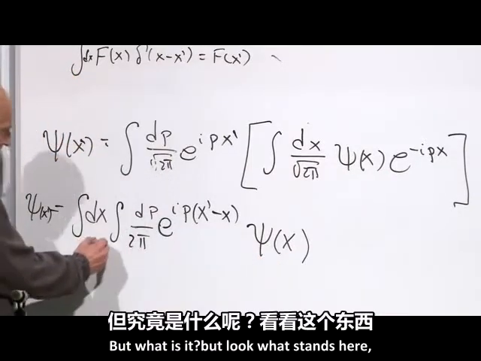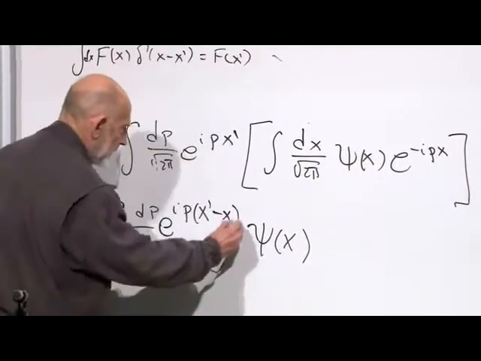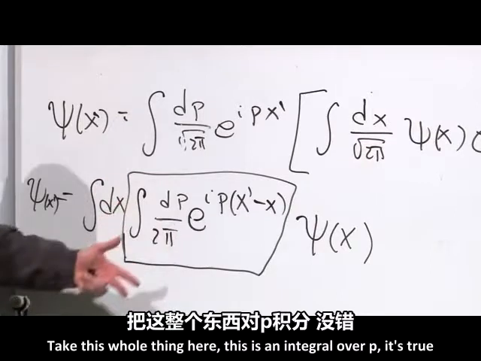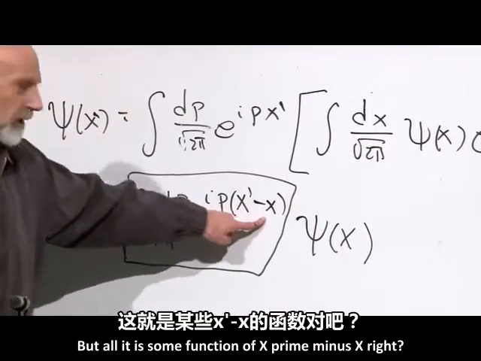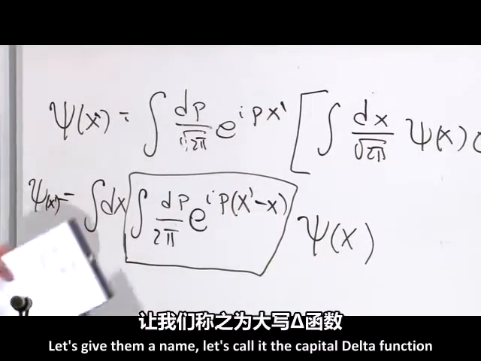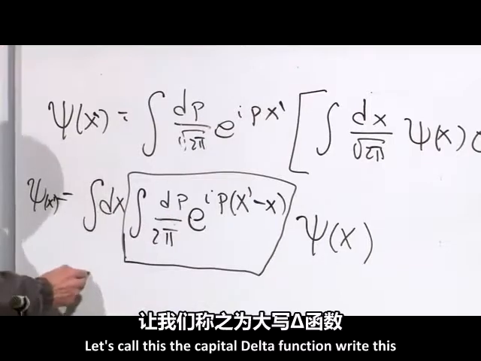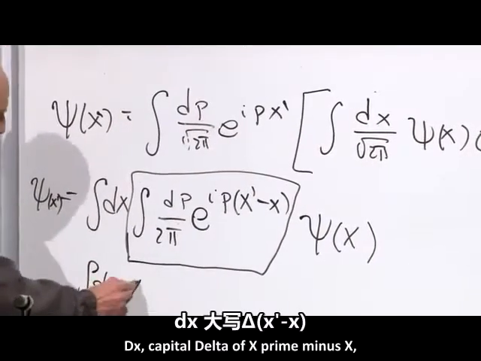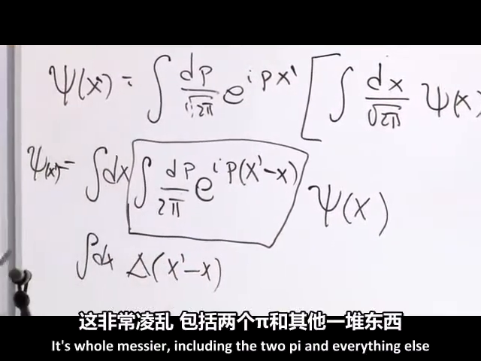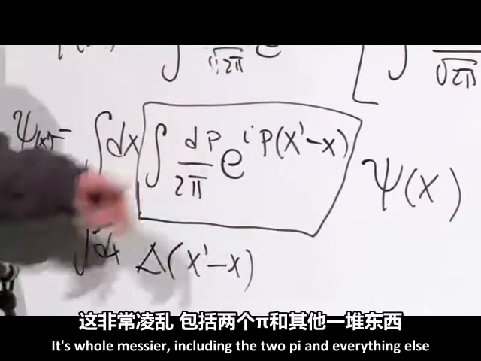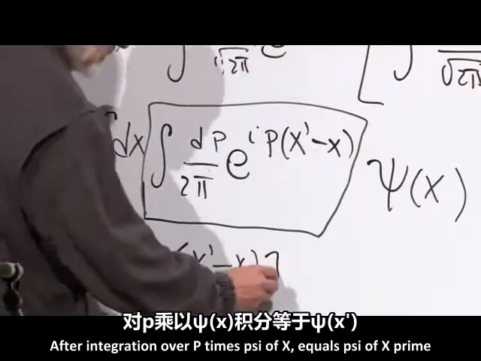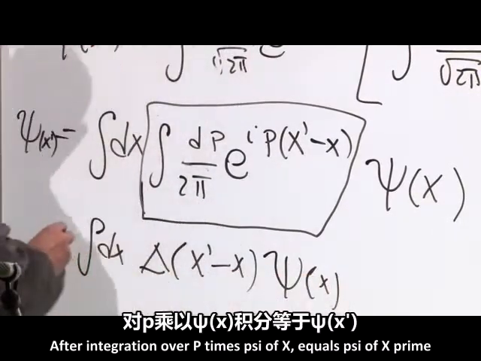But what is it? Look what stands here. Take this whole thing here. This is an integral over p, it's true, but all it is is some function of x prime minus x, right? Let's give it a name. Let's call it the capital delta function, and write this as dx capital delta of x prime minus x. This whole mess here, including the 2 pi and everything else, after integration over p times psi of x equals psi of x prime.